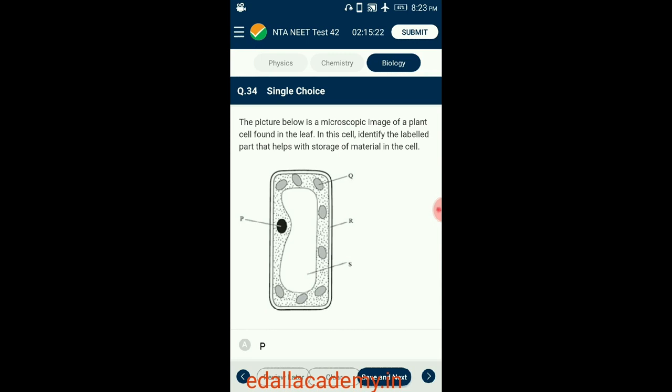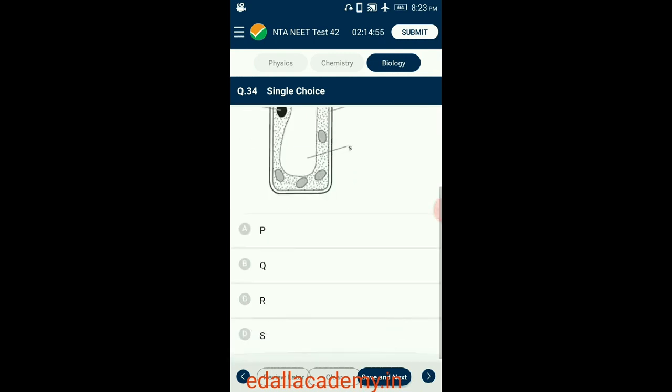Label Q is the chloroplast, unique to the plant cell, which acts as the site of the photosynthetic process. Label R refers to the cell wall, again unique to plant cell, which is made up of cellulose and provides rigidity to the plant cell. Label S is the vacuole, which is the largest organelle in plant cell and helps with the storage of cell products and substances for plant cell. So the answer for this question is option D.